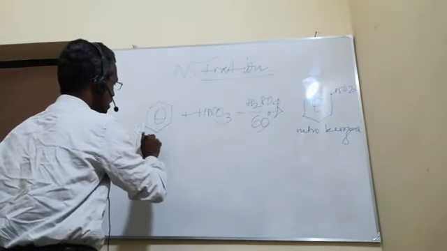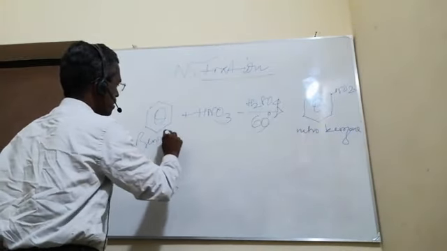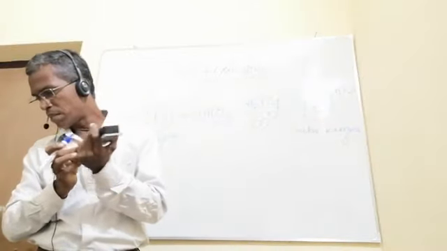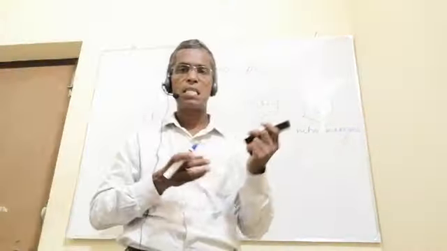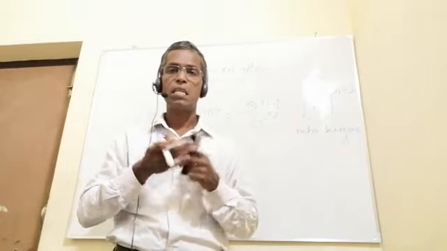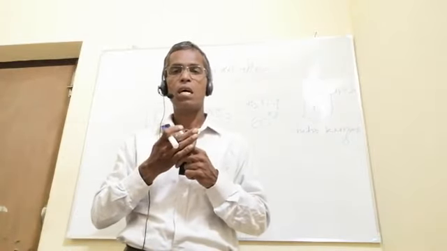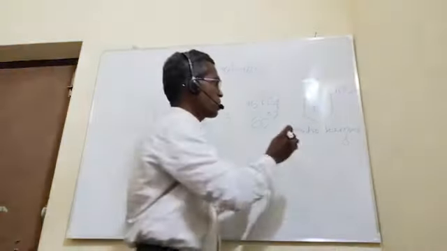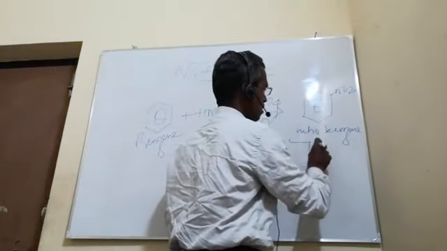This is your ordinary benzene. This is your simple benzene. So benzene, when treated with a mixture of concentrated nitric acid and sulfuric acid at 60 degrees Celsius, for around 1 hour, you will get nitrobenzene, which is yellow in color.